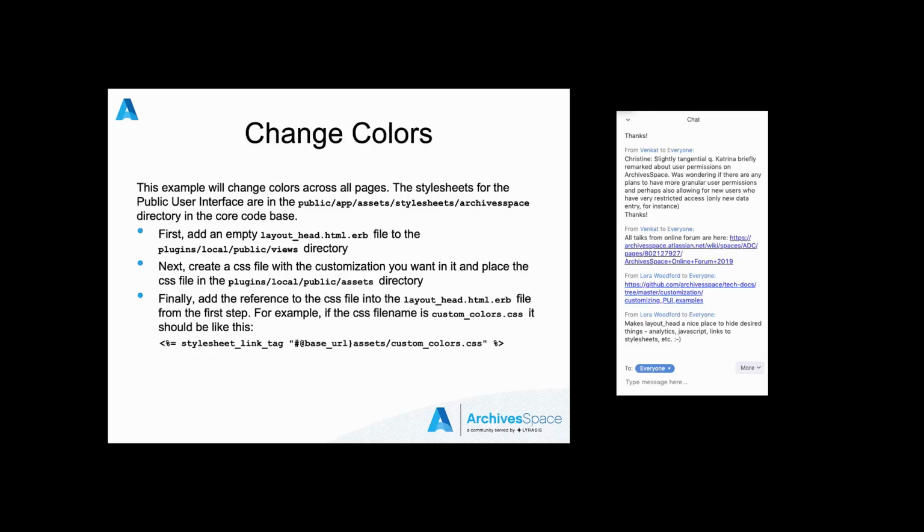Next, I want to create a CSS file with the customization I want and place that CSS file in the plugins local public assets directory. And then finally, what you need to do is reference the CSS file in the layout_head.html.erb file that you created in the first step. So for example, if the CSS file name is custom_colors.css, the line in the layout_head file should look exactly like what I have there on the screen.